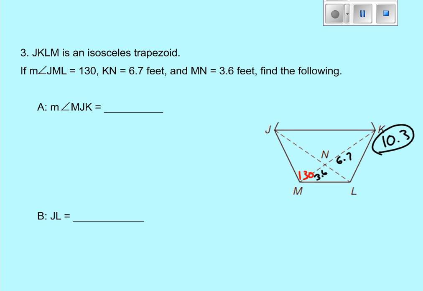So if that's 130, it's isosceles, that means this better be 130. That means this better be supplementary. That means this better be 50 and this better be 50. So my diagonals are 10.3, and the angles are 130, 130, 50, 50. So MJK is going to be 50 degrees, and JL is going to be 10.3, if I did my math correctly.